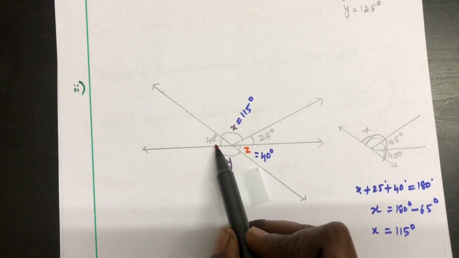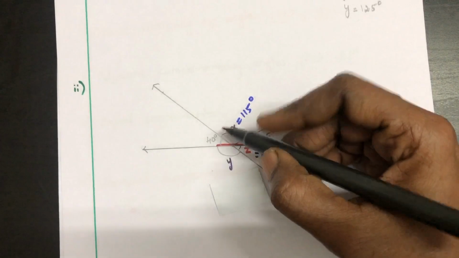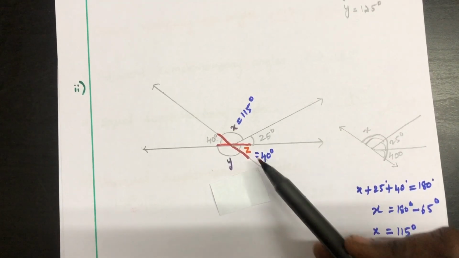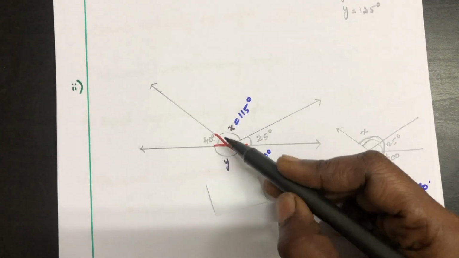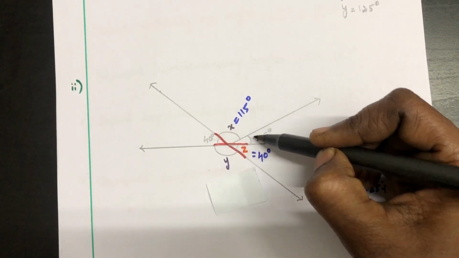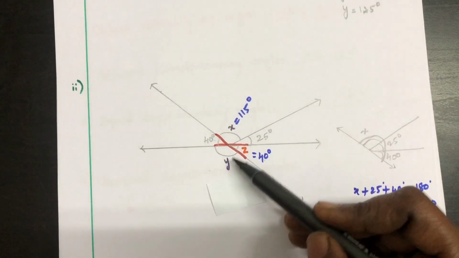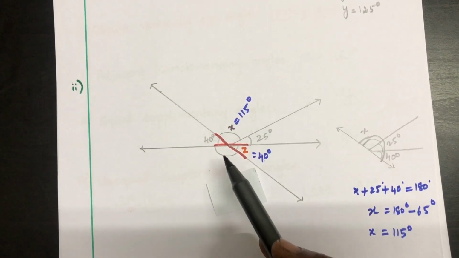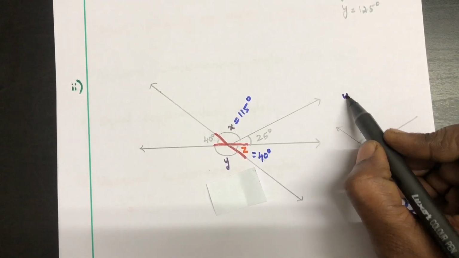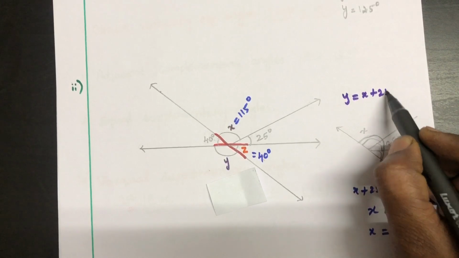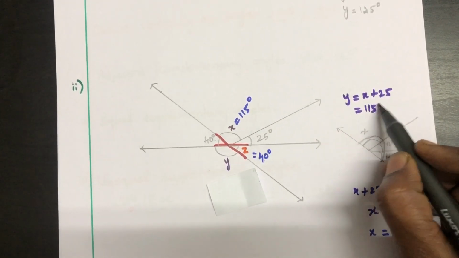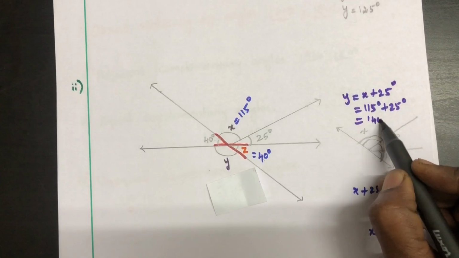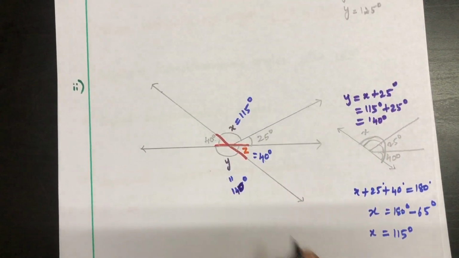Just mark your straight line like this. Then it is very easy to plot your vertically opposite angle. So this 40 and z are vertically opposite, right? Now x and 25 together are vertically opposite to y. So we have found x already. Now y. How to find y? This y is equal to x plus 25. What is x? x is 115 degree plus 25 degree, right? So this is equal to 140 degree. The value of y is 140 degree.